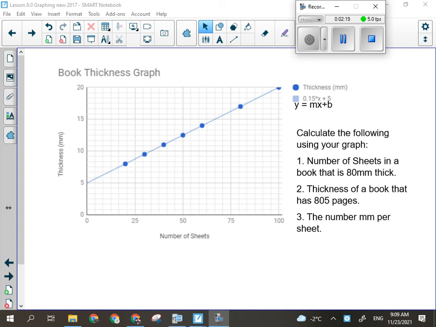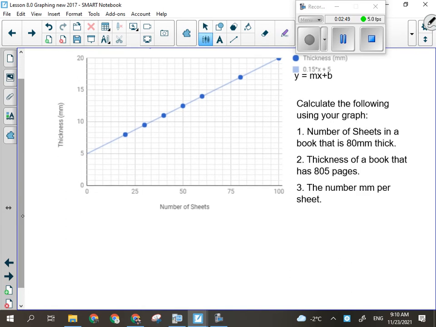That was the first thing I asked you. What does the slope of this graph represent? Because every graph's slope represents something different. They all represent change in y over change in x, but what's on the y and x is always different. In this case, it's thickness in millimeters and sheets, or pages. So we're getting millimeters per page or millimeters per sheet. So if I want to calculate the number of sheets in a book that's 80 millimeters thick, as you guys just said, I am looking for x because number of sheets is on the x and millimeters is on the y. They told me what y is, and I'm trying to solve for x.